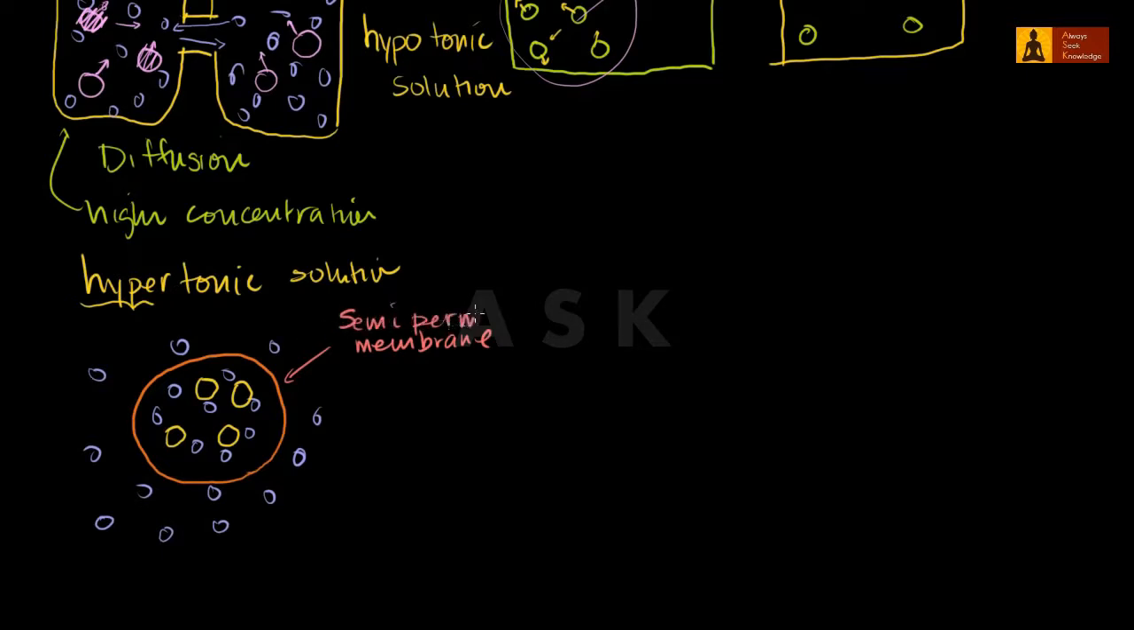Semi-permeable. Permeable means that it allows things to pass. Semi-permeable means it's not completely permeable. So semi-permeable in this context, I'm saying I allow water to pass through the membrane. So water can pass. But sugar cannot. Sugar is too large. And the reason why in this case is because the sugar molecule is too big.